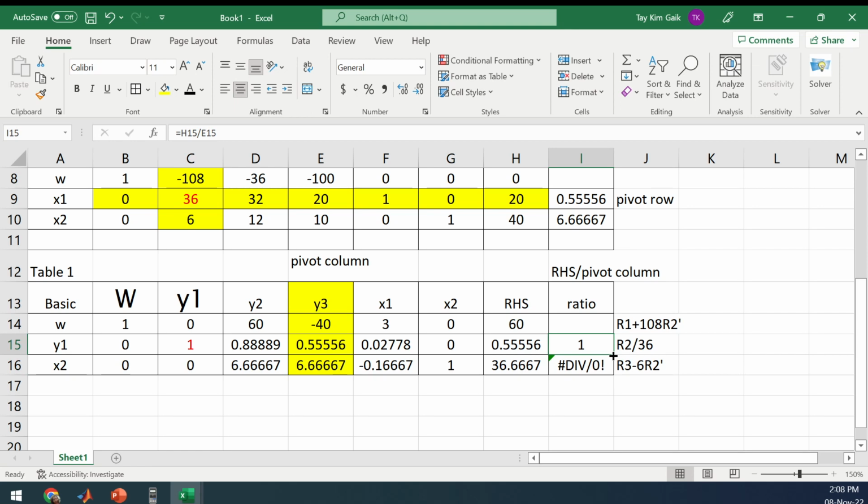Oh, sorry. Don't find ratio. Correct. Almost confused. Okay. And then the smallest positive ratio now is 1, which gives you your pivot row. So again, we still pivot at row 2. So after you reduce, make the pivot cell 1, make the cell on top and below the pivot cell 0. Y3 will go in basics. Then Y1 leaves, going back to non-basics.